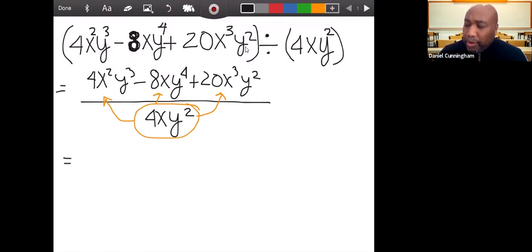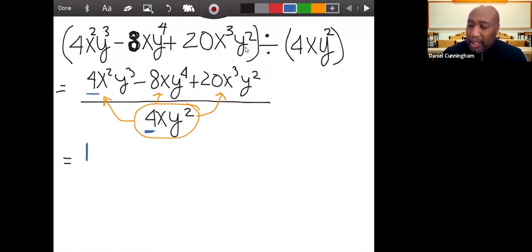Let's do the first piece here. For the first piece, we're going to look at the 4 and divide the 4. 4 divided by 4 is 1. And we don't write 1 in front as a coefficient. It's like an invisible 1. There's a lot of invisible 1s happening. For right now, I'll put down 1 just so you can see it.